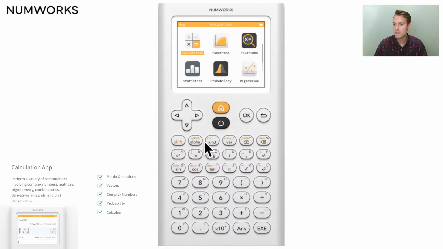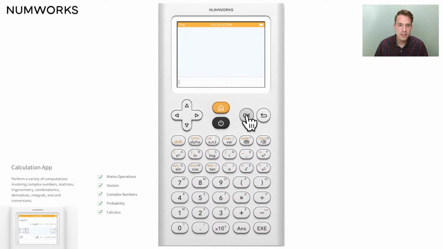So here I've got my home screen. This is where all of our apps are available. So we're gonna just click OK. Right now we've actually got the calculation app highlighted. So I'm gonna click OK to enter that calculation app. And we're gonna start our deep dive with some matrices.